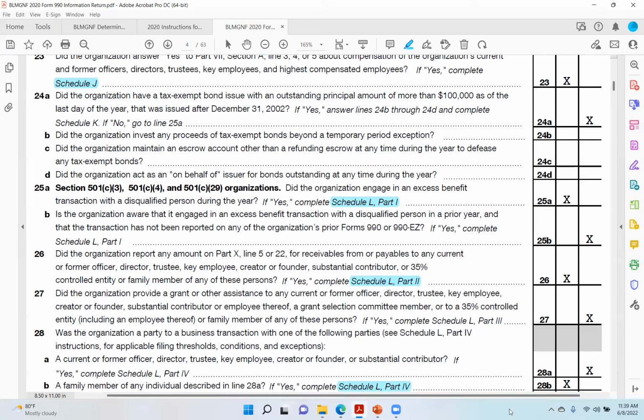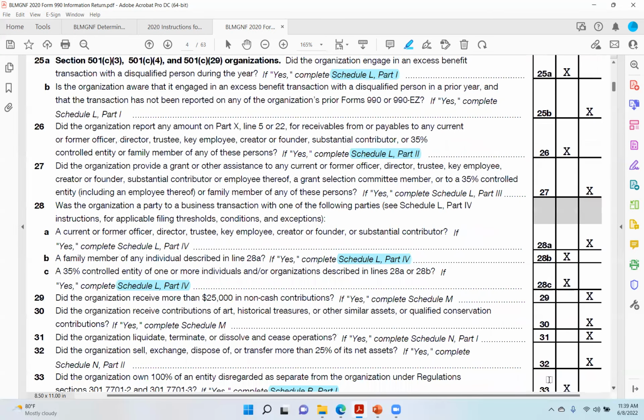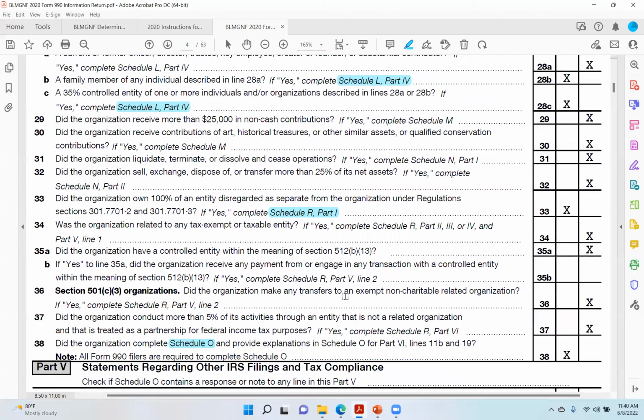And then finally, the last red flag was for 36. Did the organization make any transfers to an exempt, non-charitable related organization? That should have been yes, because they gave money to 30 LGBTQIA organizations, totaling $21 million.